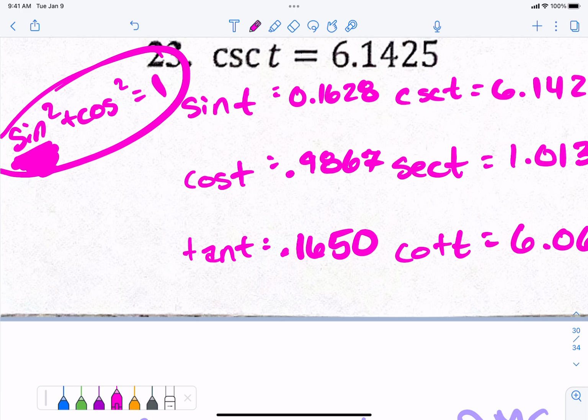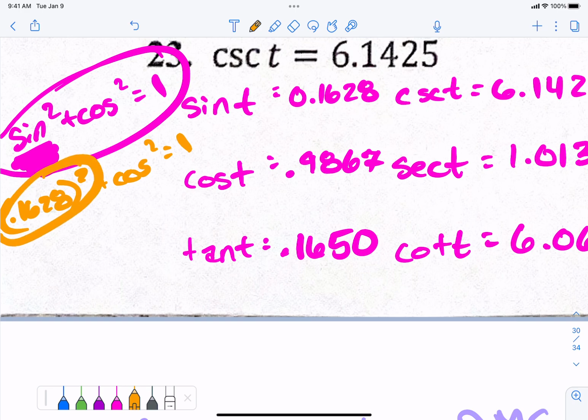Rounding can make a difference. Make sure you take the square root. Yeah, you gotta take the square root. I did that and I got 6.1425 for cosine. So did you put 0.1628 squared plus cosine squared equals 1, right? You're gonna square this, and then you're gonna take 1 minus that number, because you can subtract it to the other side. Oh, I did 1 divided. Yeah. 1 minus. You're gonna subtract it to the other side. Then whatever you get for that, you're gonna take the square root of that to get cosine.